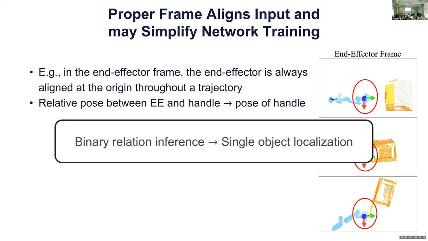On the other hand, if you use an end effector frame, the question of the relative pose between the end effector and the handle just becomes the pose of the handle problem. And computing the distance is extremely simple. So largely you have reduced the binary relationship in inference to a single object localization problem. That's why we constantly find that the end effector frame is a good frame if we are performing interaction when the gripper and object are pretty close.